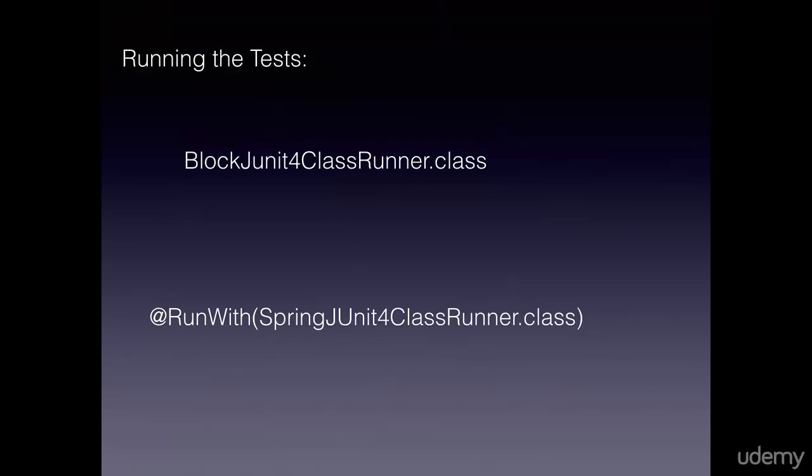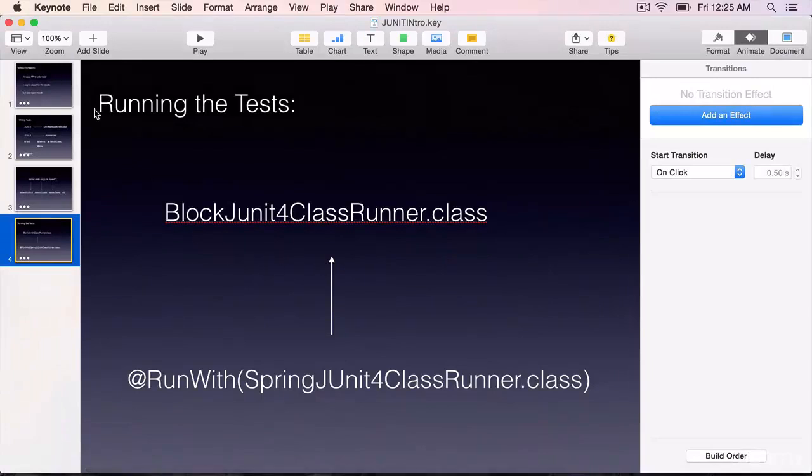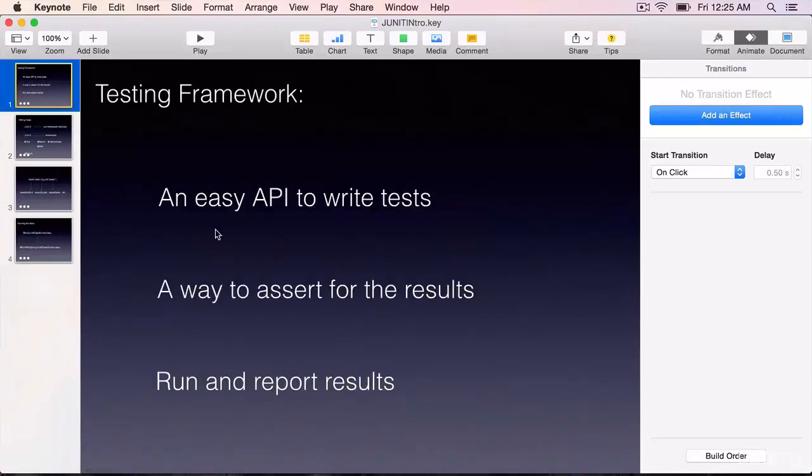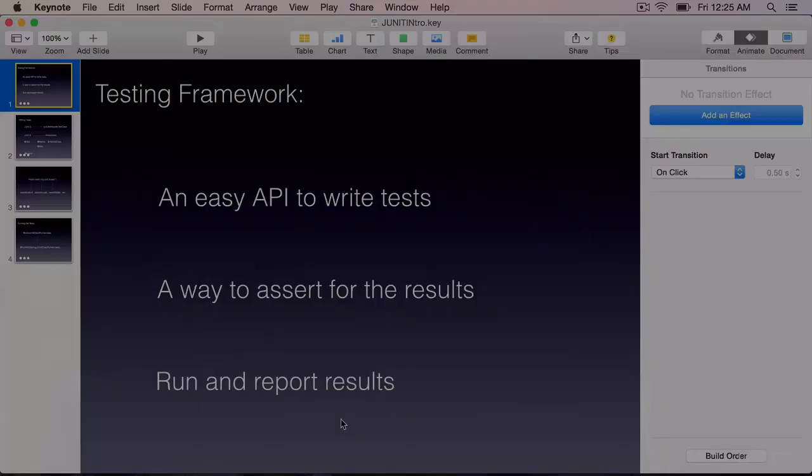JUnit4 provides an easy to use API to do three things which any JUnit testing framework will do: an easy to use API to write tests, then to assert the actual results and the expected results, and finally it runs our tests and reports out the results in a very developer friendly fashion.